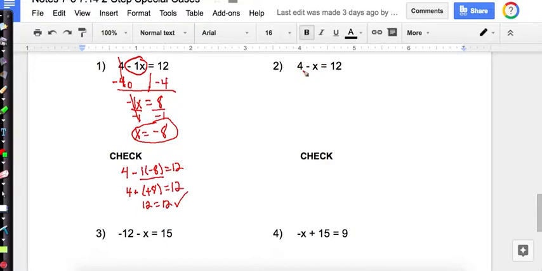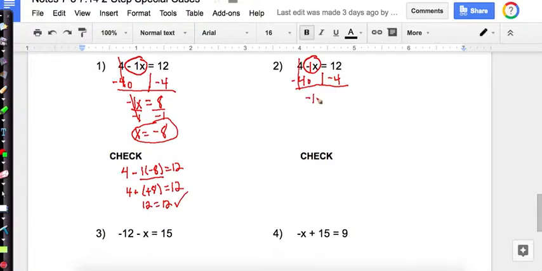Okay, so number 2, 4 minus x equals 12. Now look, we have a minus in front of the x and there's no number, so what can I put in? A 1. So draw your t. How do I cancel out 4? Good. Subtract 4 from both sides. 4 minus 4 is 0.